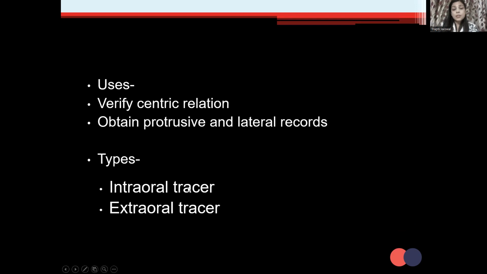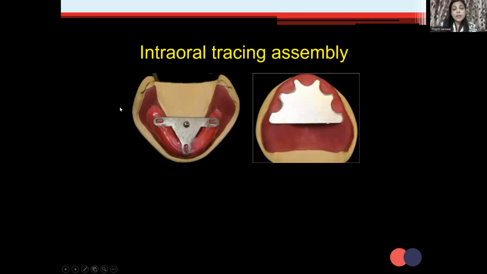What are the types of the tracers? Intraoral tracer and extraoral tracer. In this diagram, we can see the intraoral tracer with the tracing assembly in place. And this tracing assembly is also called central bearing device because it centers the forces into the center. All the forces acting on the supporting structures are centered in one point. So that is why this assembly is also called central bearing device.